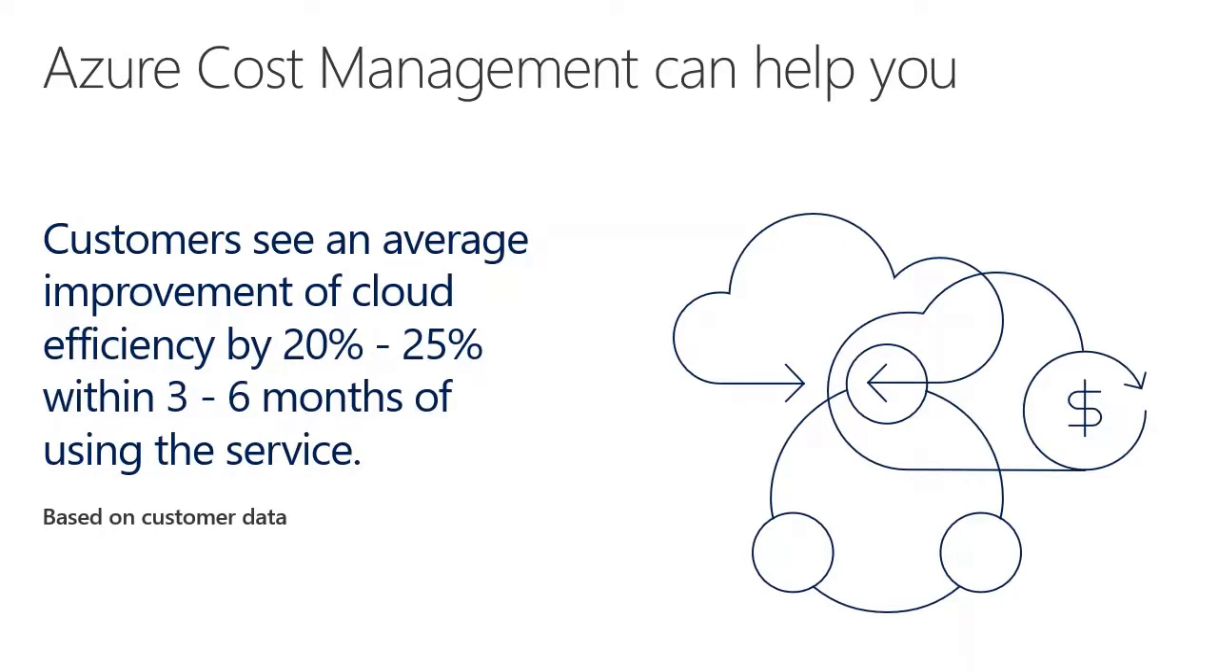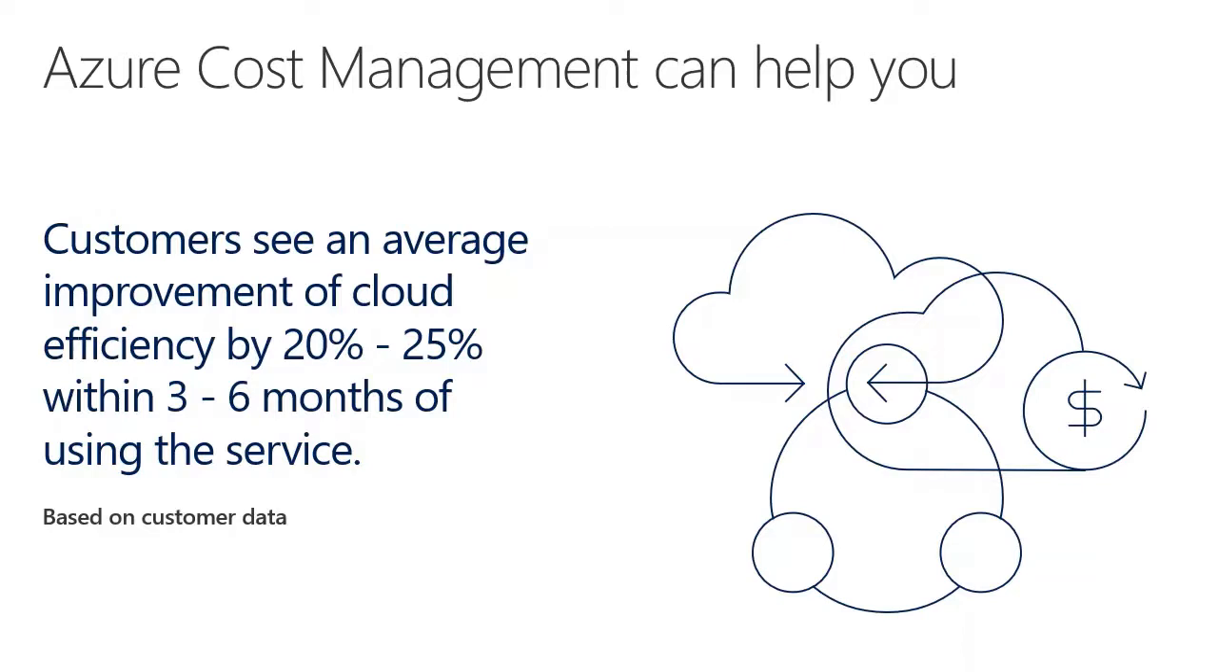But not sacrificing performance or serviceability. One thing nice about cost management is that on average, our customers see an improvement of cloud cost efficiency by 20 to 25% within 3 to 6 months of using the service. Now, it's not going to be immediate, because over time the AI behind cost management is learning how you are using Azure. So only after about 3 to 6 months will it start to give really sound recommendations on how to reduce your costs for Azure.